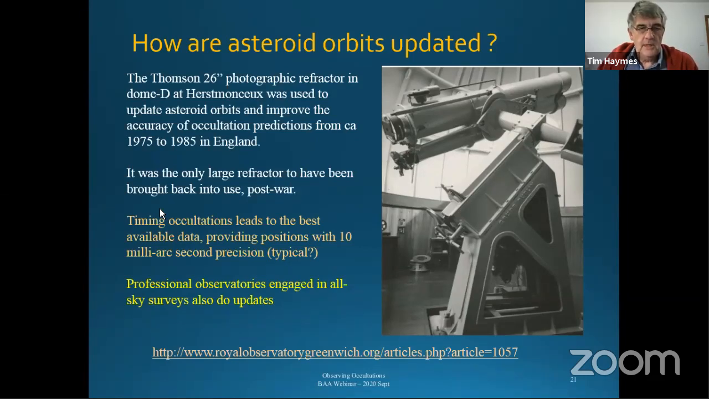Timing occultations leads to the best available data, providing positions with possibly up to 10 millisecond accuracy with the most recent star positions from Gaia. And professional observatories engaged in all-sky camera surveys are obviously computing the movements of asteroids as well, and they can lead to improved orbits.